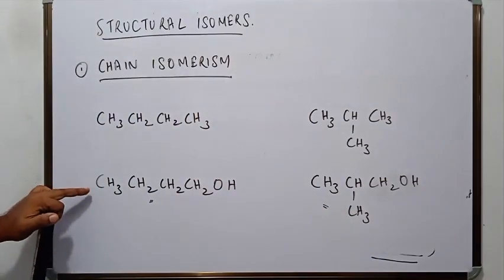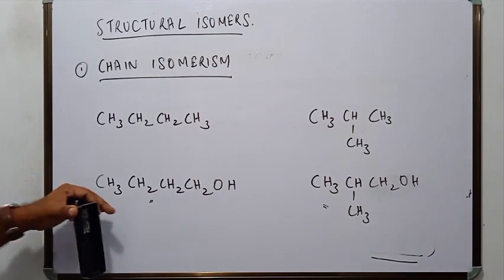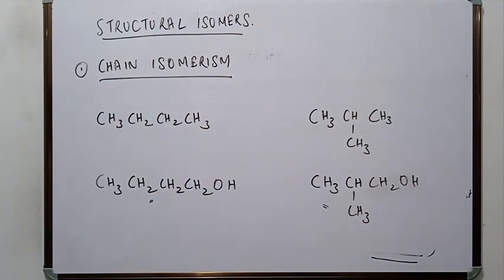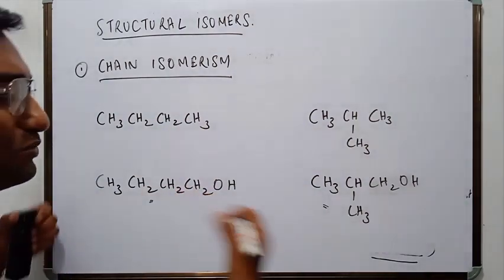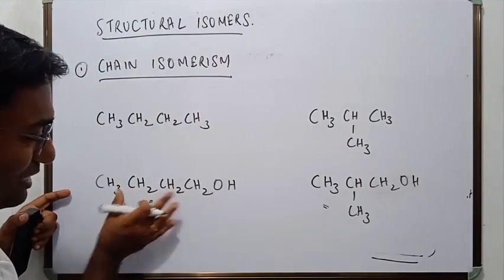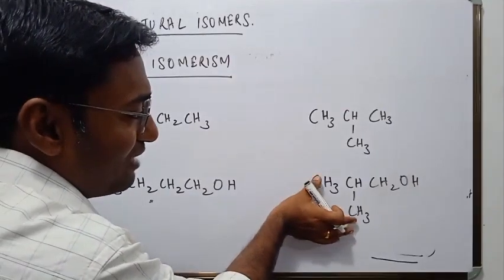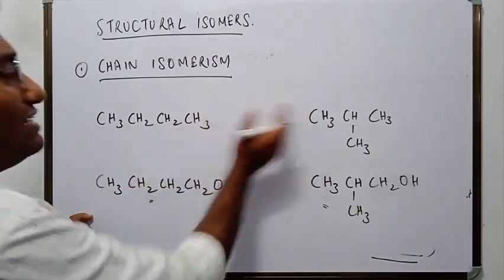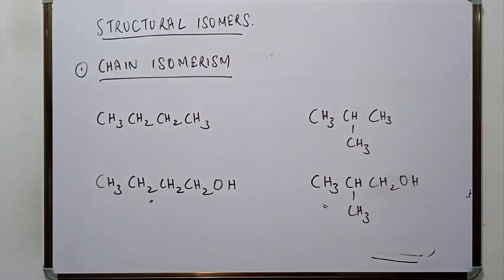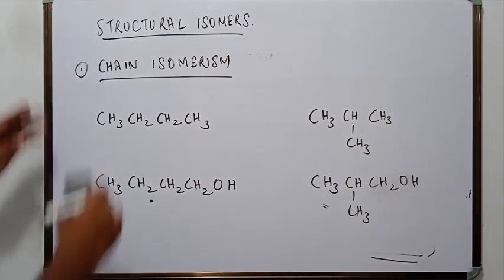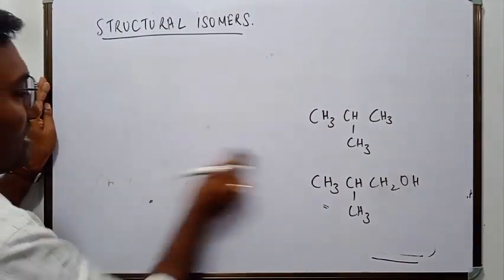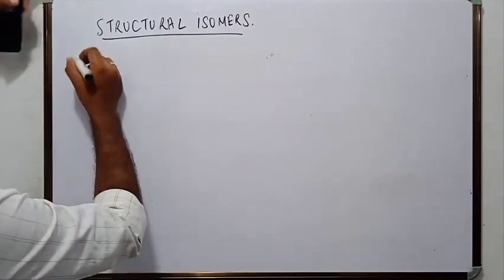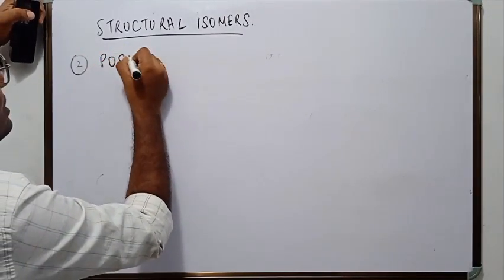Chain isomers are those isomers in which there is a difference in the structure of the carbon chain, or a difference in the way the carbon atoms are connected to each other. Here the carbon atoms are connected to each other in a straight chain, while here they are connected in a branched chain. So that makes these chain isomers. That is the first subtype. Now let us go to the second subtype of structural isomers, which is positional isomers.